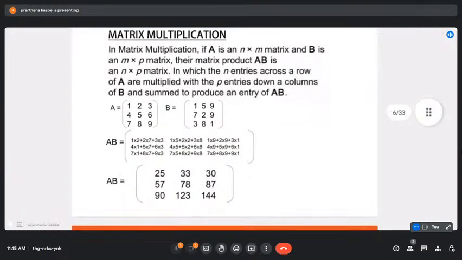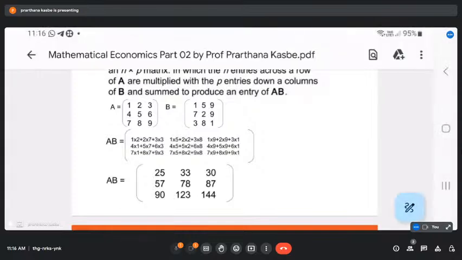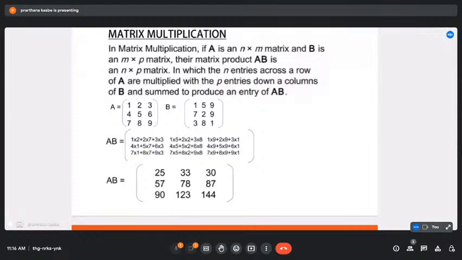Another one is the multiplication of matrix. How to multiply one matrix into second matrix? The matrix multiplication, if A is an n into m matrix and B is an m into p matrix, their matrix product AB is an n into p matrix. So we can discuss all the matrix multiplication with examples.